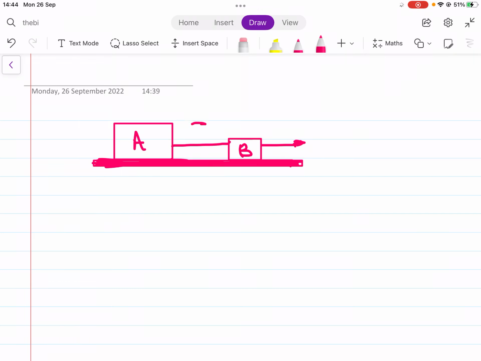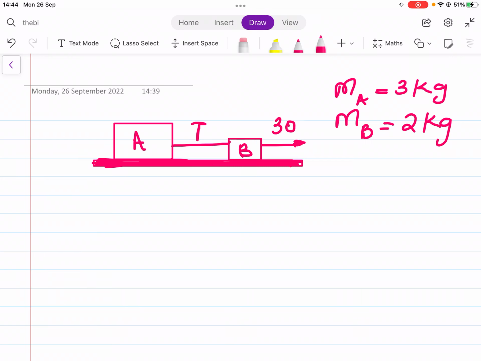Whenever we see string, most of the time we know that we have tension. And then the mass of box A is 3 kg, and the mass of B is 2 kg. So here we are writing important information, and we assume that the mass of the string is very small, so we can ignore it. And then there's a 30 Newton force pulling the whole system to the right, causing the two boxes to move.